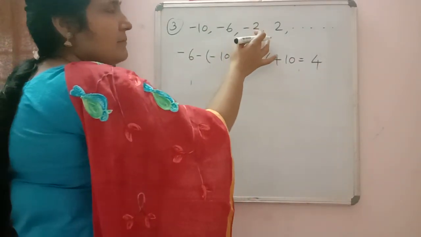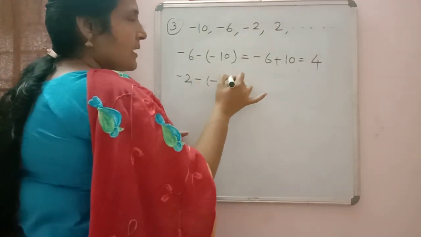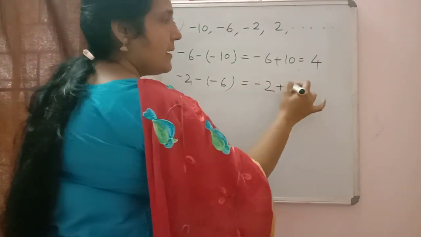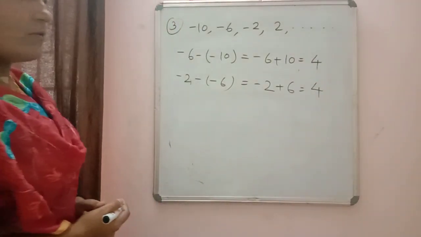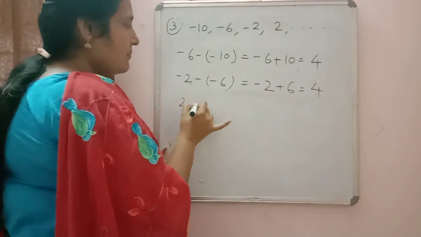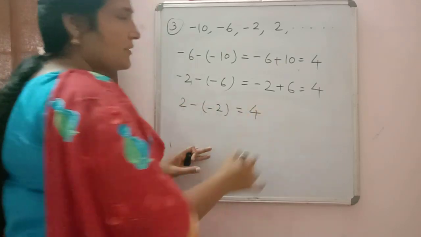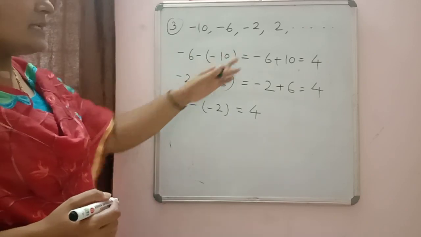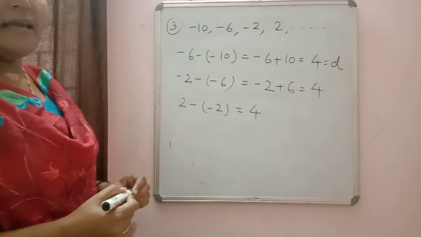Now we will check what will come. Third term minus second term. Minus 2 minus minus 6. So minus into minus is plus. Minus 2 plus 6 also we are getting is equal to 4. Now fourth term minus third term. 2 minus minus 2. So again what will come? 2 plus 2 is equal to 4. So we are getting these differences are same. So it is the common difference. This is the common difference which we got there.